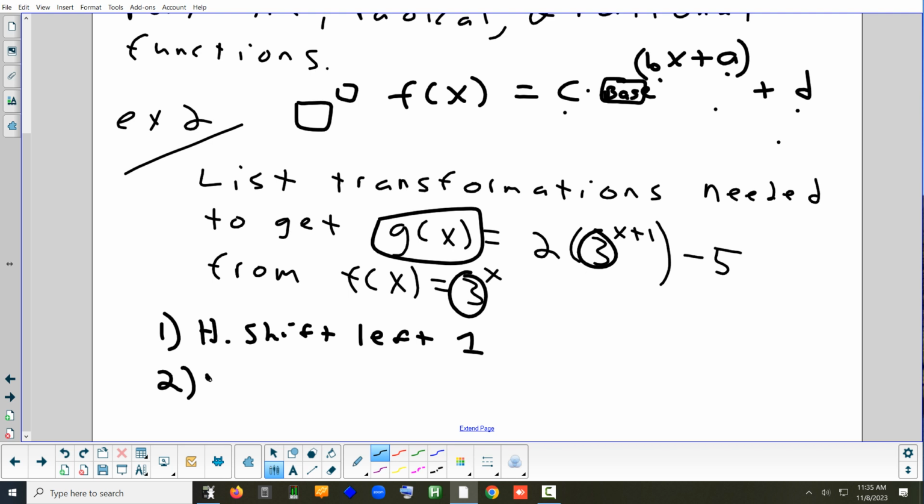Next up, then, is going to be the one whose name I'm forgetting: vertical or horizontal stretch. That's important. It is a stretch. It is vertical. Anything that's outside the function that you're considering. In this case, outside means outside the exponent. When we did radicals, it meant outside the root symbol. So anything outside the exponent is vertical. And then it's a vertical stretch by a factor of 2.